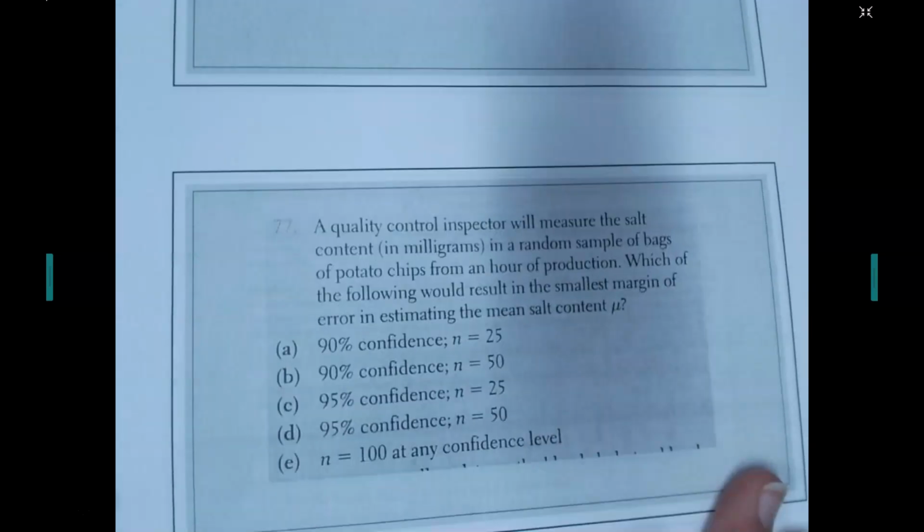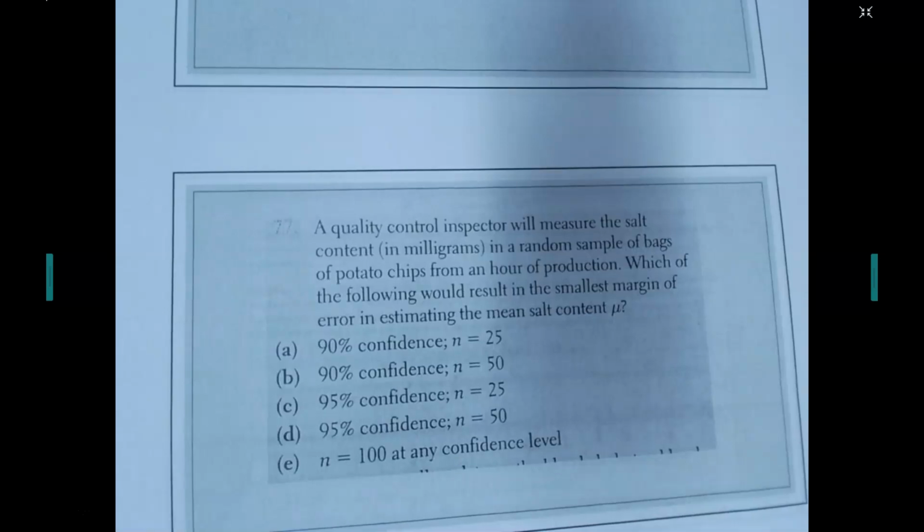Okay, a quality control inspector will measure the salt content in milligrams in a random sample of bags of potato chips from an hour of production. Which of the following would result in the smallest margin of error in estimating the mean salt content mu?